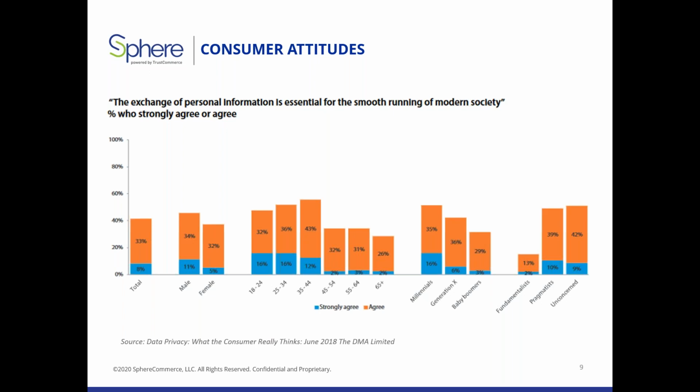If you look at these, there are different slices into the way we can view attitudes about the exchange of personal information. The exchange of personal information is essential for the smooth running of a modern society. Do you agree or do you disagree? We can look at the total sample: 33% said they strongly agree with that. If we look at the male-female dichotomy, we're getting most folks strongly agreeing with it.